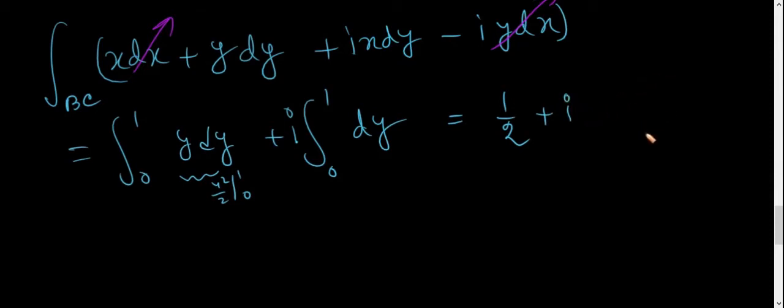Note that I'm not writing the integration constants, because when you add all the constants up, it becomes another constant. So that's why I'm not doing that. And obviously this is a definite integration, so there is no room for that as well. So this is 1/2 plus i, right?